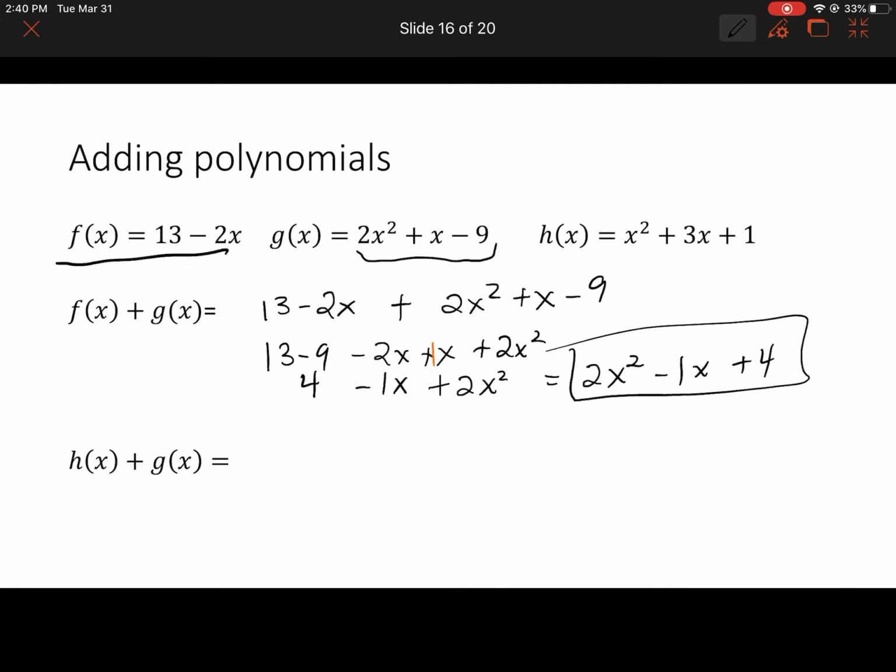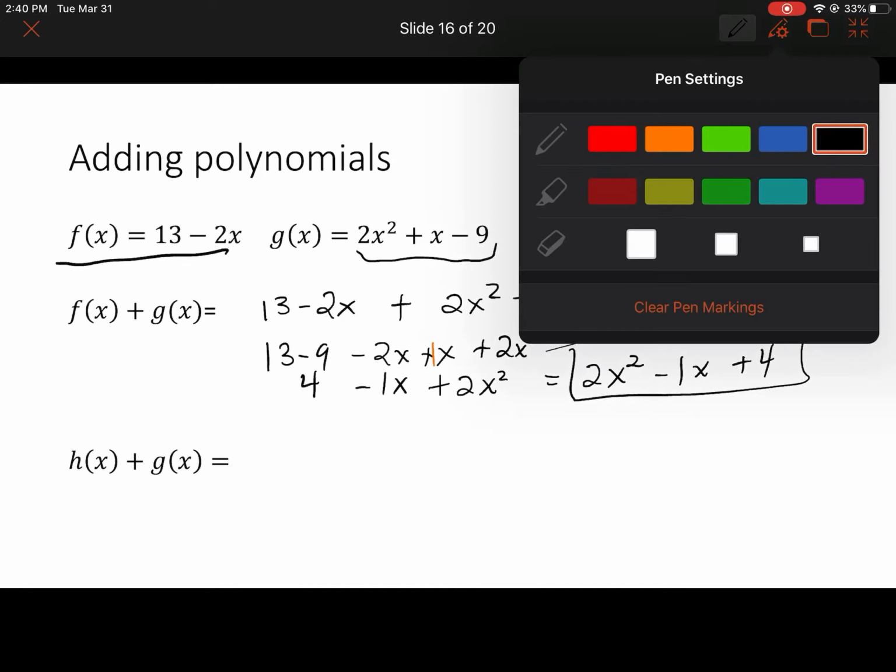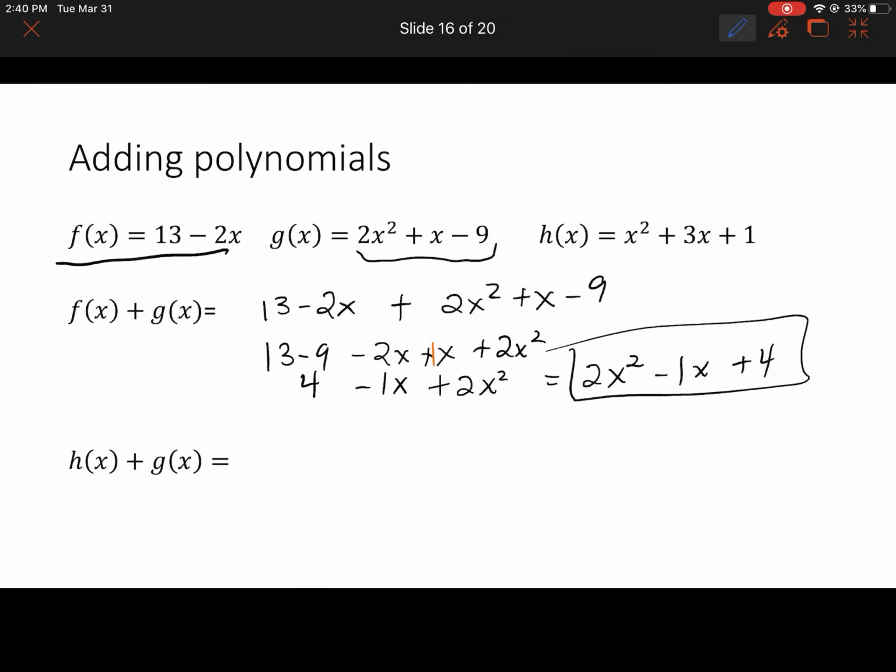Let's go ahead and look at the next question. So we have h of x plus g of x. I'm going to change colors here to blue. And we're going to do the same exact thing. In this case, we have h of x, meaning that we're going to be looking at this equation, and then g of x, which means we're going to be looking at this equation again. So x squared plus 3x plus 1.